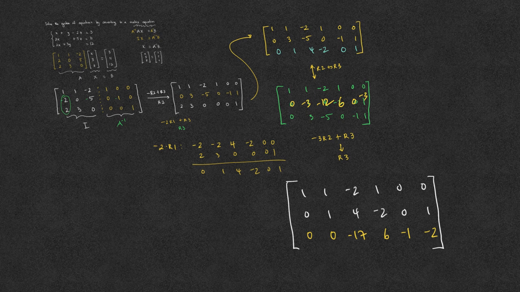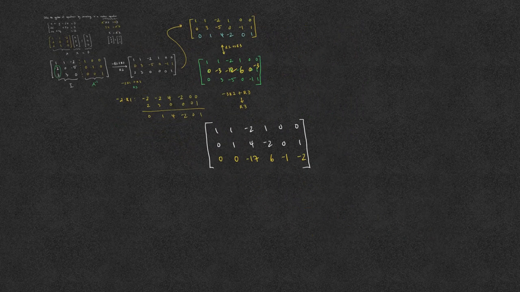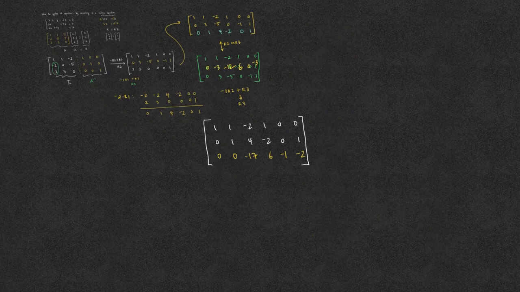To obtain the 1 entry in the third column, in the third row, we will take row 3 and multiply by negative 1 over 17. This is the same as taking the third row and dividing by negative 17. So the third row is 0, 0, positive 1, negative 6 over 17, positive 1 over 17, and positive 2 over 17.